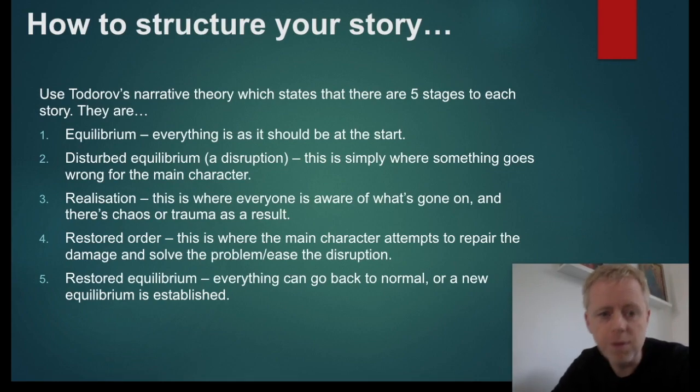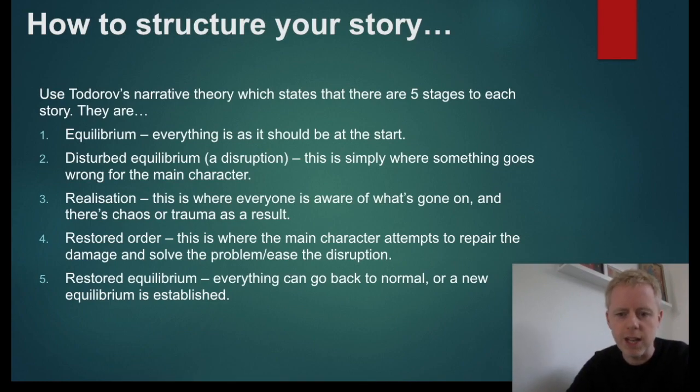The 3rd stage of Todorov's narrative theory is the realization. So the main character understands it, is aware that something's gone wrong, and then there's that chaos, that disorganization, that trauma as a result of this going wrong, before the 4th stage, which is where there's an attempt by the main character to restore the order, ease the disruption, solve the problem. And once that's done, there's what's called restored equilibrium, where everything either goes back to normal or there's a new equilibrium established, so a new order of how things are, and there's the end of your story.